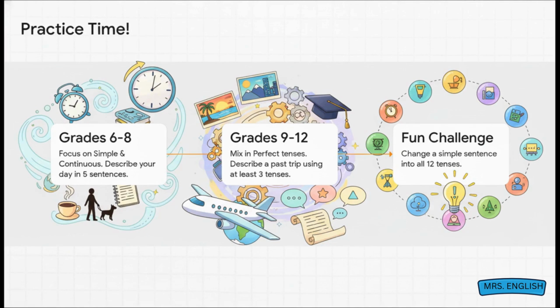If you're just starting out on your journey, try focusing on just the simple and continuous tenses to describe what you did today. If you're a bit more advanced, try describing a past trip, but make sure you use those perfect tenses. And for the ultimate challenge, take one simple sentence and try to shift it to all 12 tenses. Trust me, it's the best way to really make these skills your own.